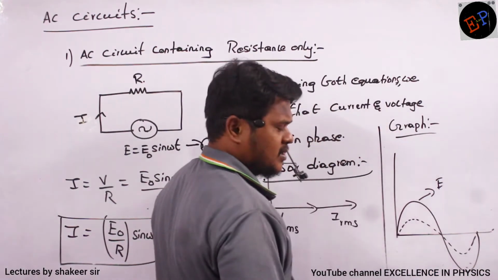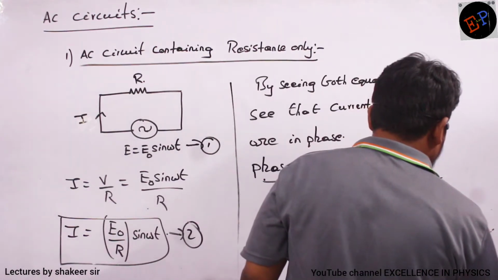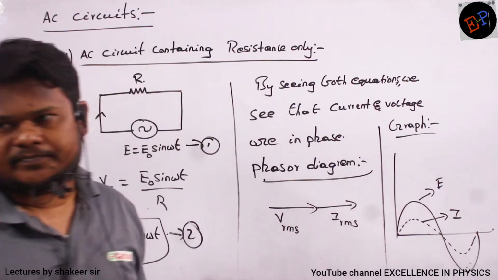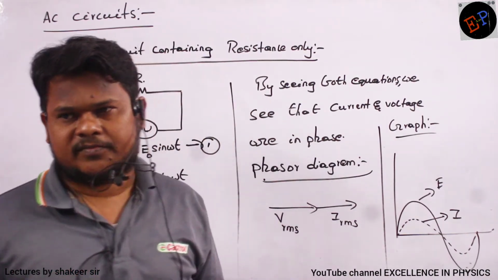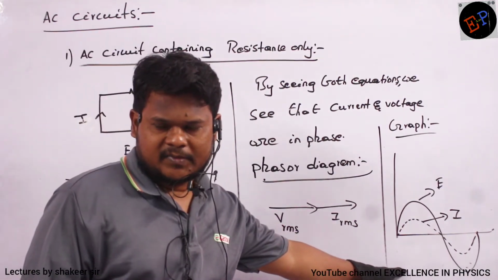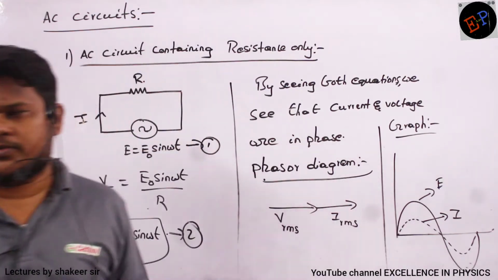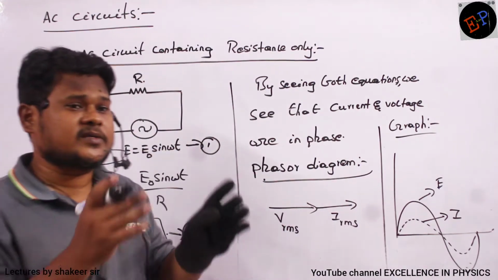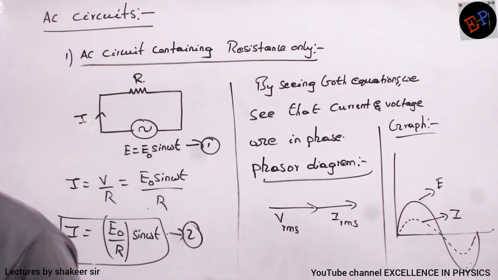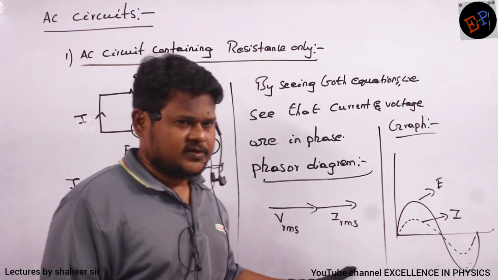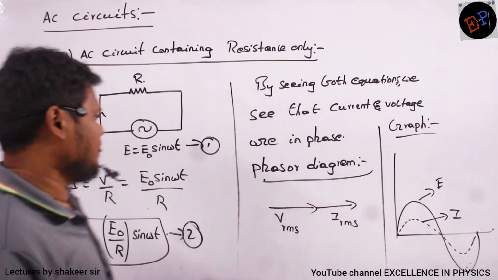Are you able to understand? Dotted line indicates what? Dotted line indicates instantaneous values of current. But they are in the same phase. There is no phase difference. Are you able to understand? This is one point which you should understand. When only resistor is present in the circuit, there is no phase difference. Are you able to understand?